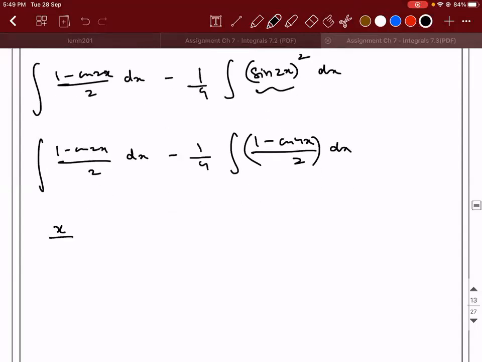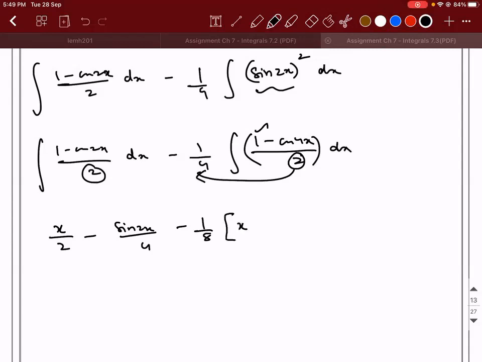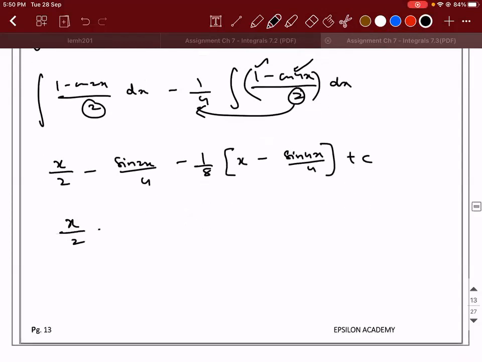So integral of dx by 2 is x by 2, minus integral of cos 2x is sin 2x by 2, but there is already a 2, so it will become 4, minus 1 by 8 into, I took this 2 outside, into integral of dx is x, minus integral of cos 4x is sin 4x divided by 4 plus c. So x by 2 minus sin 2x by 4 minus x by 8 plus sin 4x divided by 32 plus c. This will be the required answer.